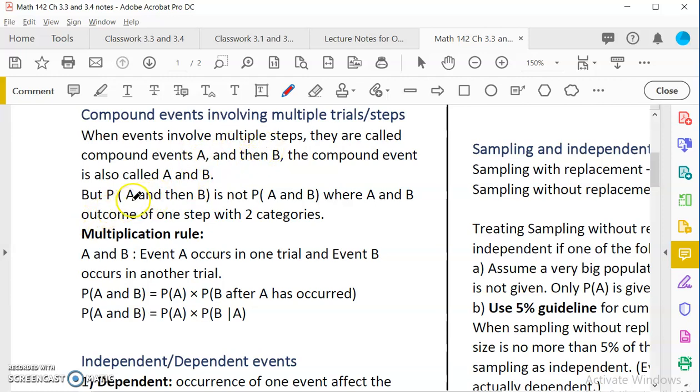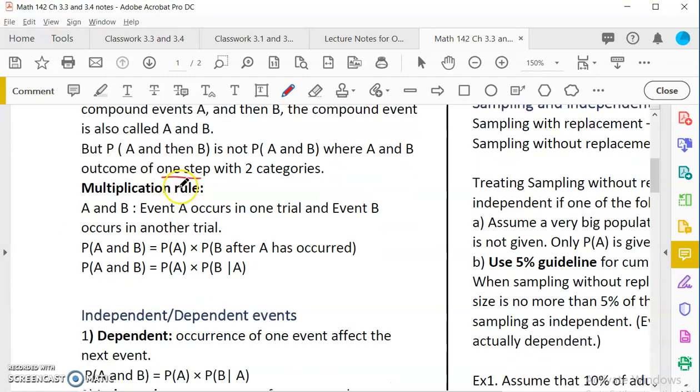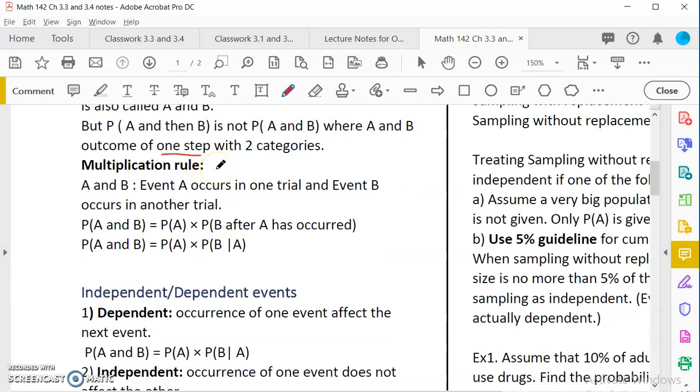But we can almost look at it as A and then B, but not A and B, where A, B are outcomes of one step with 2 categories. These are both labeled as A and B, but the way to find the probability is different. Okay, so to find A and B where they are in multiple steps, we use the multiplication rule. So the probability of A and B is when A occurs in the first trial and B occurs in another trial.